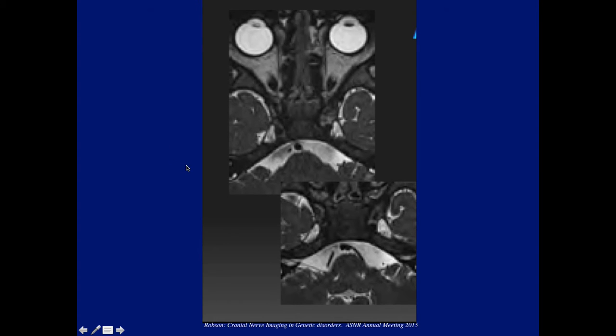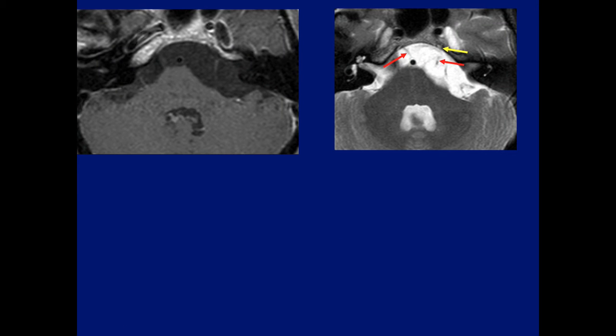Actually, this was discussed at length in one of the, I think, Saturday or Sunday courses at the last ASNR meeting of this year. And actually, a case was shown with both sixth nerves absent. There was all the long discussion of the genetics of Duane syndrome and the various variations. And they showed this example of absent bilateral sixth nerves.